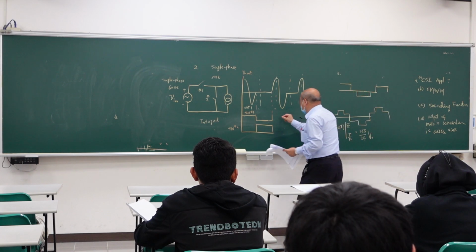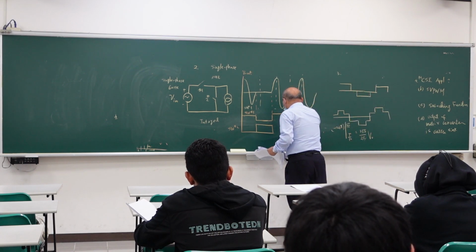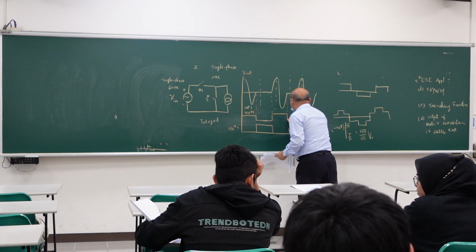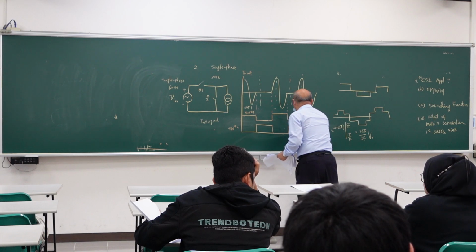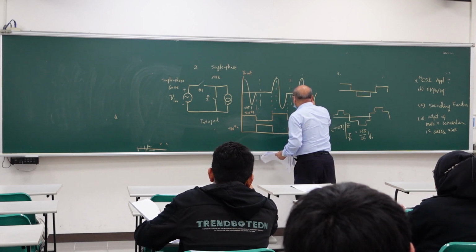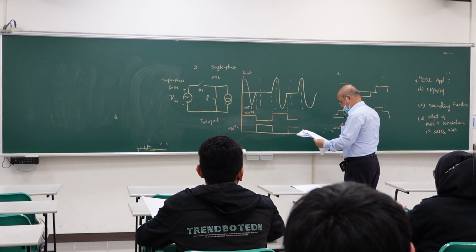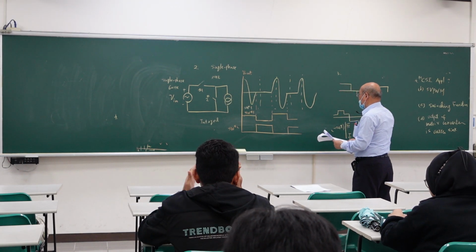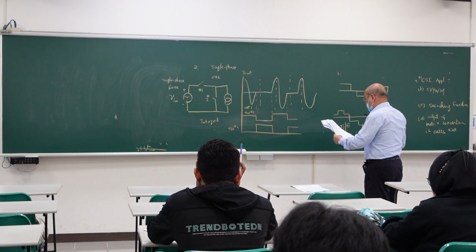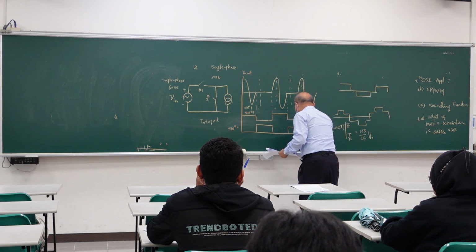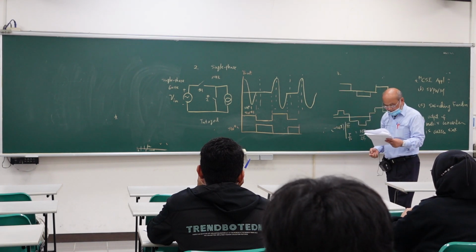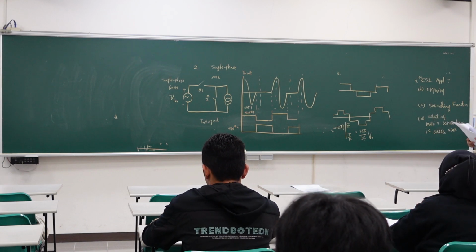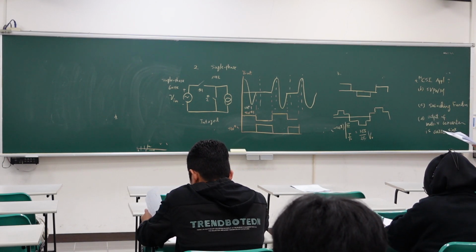Then switch 1 turns on again here. Then switch 2 turns on here. Let's go check, switch 1, switch 2. Yeah, this is correct. Then switch 2 turns on here. So it is like this. If switch 1 turns on, V out equals V in. If switch 2 turns on, V out is equal to 0.